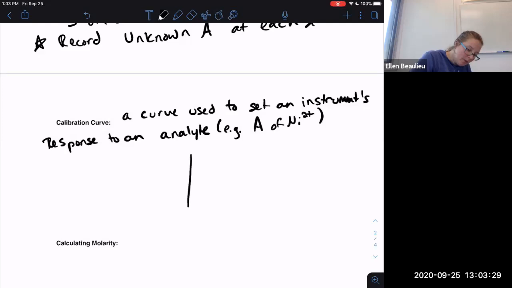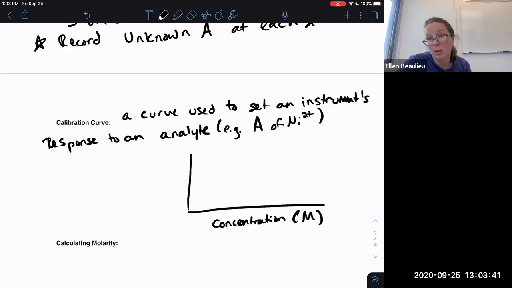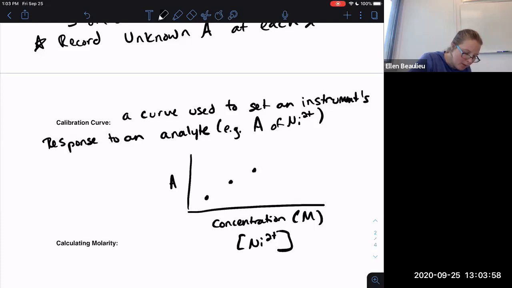Our calibration curve is going to have X values and Y values. On the X axis, you're going to plot concentration. And that concentration is going to be molar concentration, big M. So what is the molarity of nickel 2+? The Y-axis is going to have your absorbance values. You're going to plot the absorbance at different concentrations. If you were to plot a point that, say, is clearly off of this line, that would be an outlier point that we would exclude from our data set.